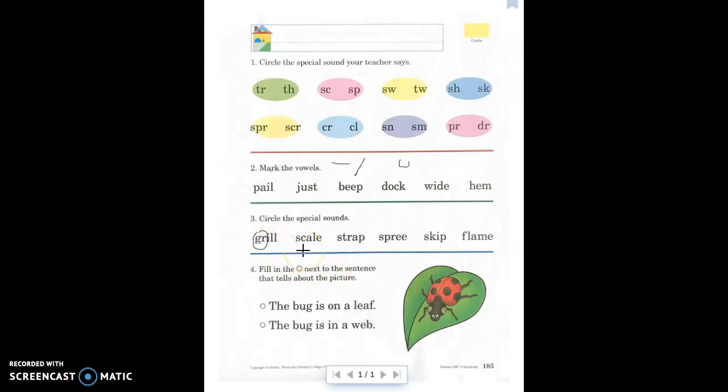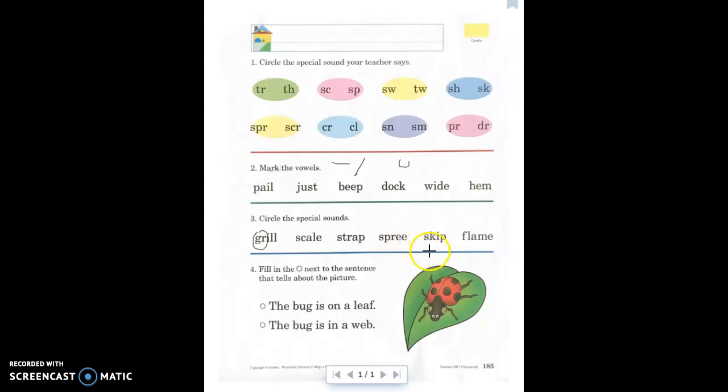For the next word, the word is scale. I need you to circle the letters that say sk in scale. In this third word, strap, I need you to circle the letters that say str. Circle all the letters that make the str sound. In the fourth word, spree, I need you to circle the letters that make the spr sound.